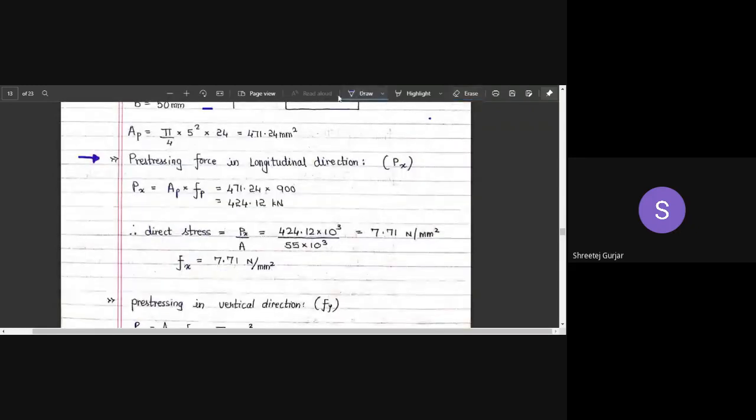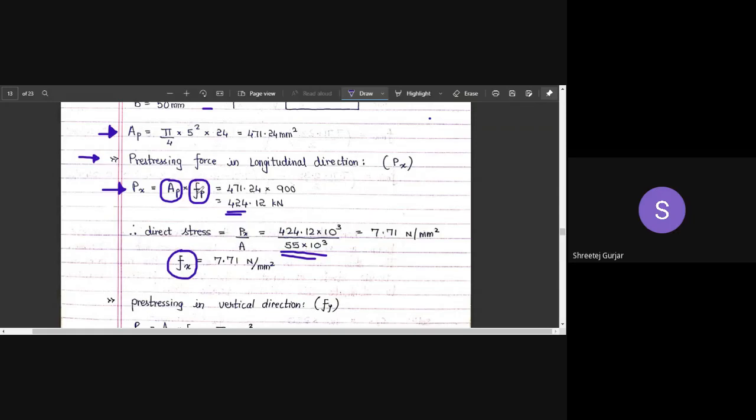To calculate Fx, let me summarize. You have to calculate the total cross-sectional area of the pre-stressing steel. Then multiply that by the given pre-stress, that is FP. Multiply the cross-sectional area of the total steel by this FP, and you will get the force in the X direction. Then divide the force in the X direction by the total cross-sectional area of the beam, and you will get Fx, that is the direct stress in the X direction.